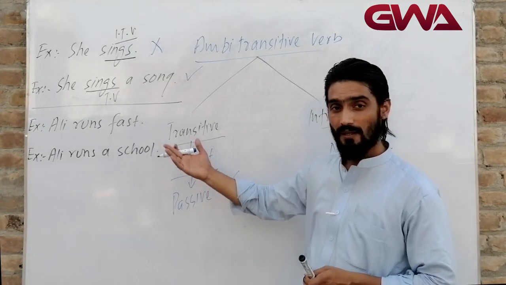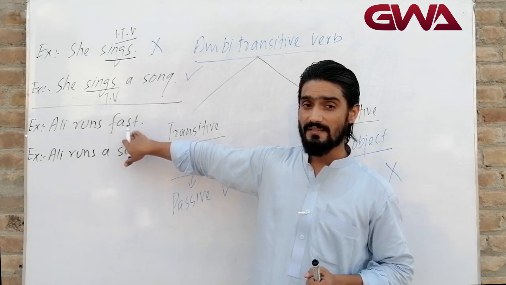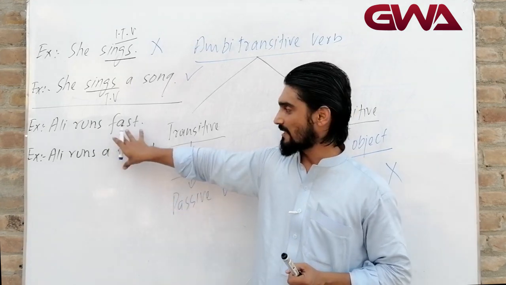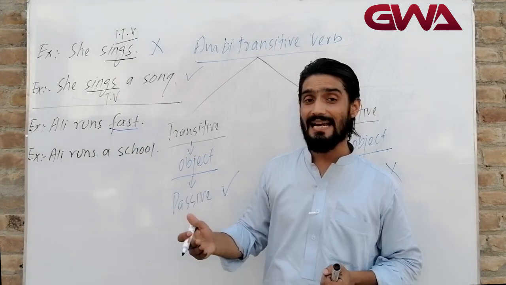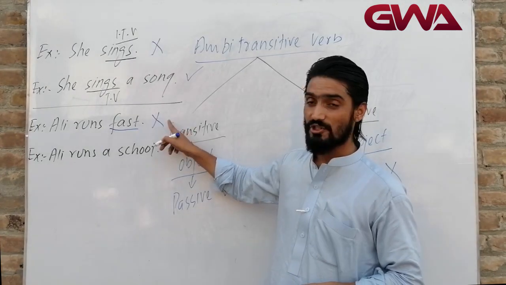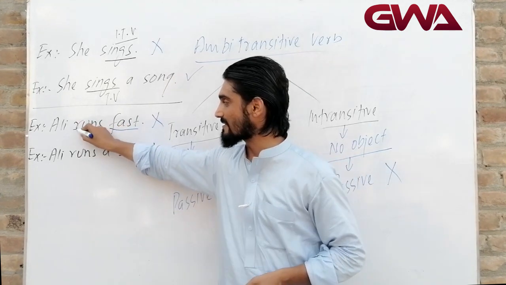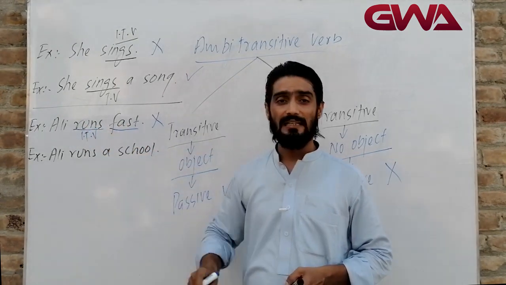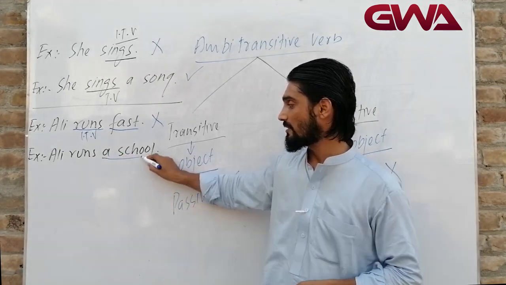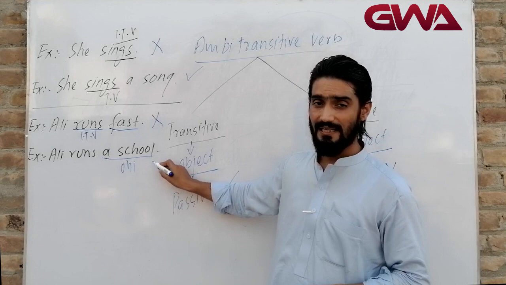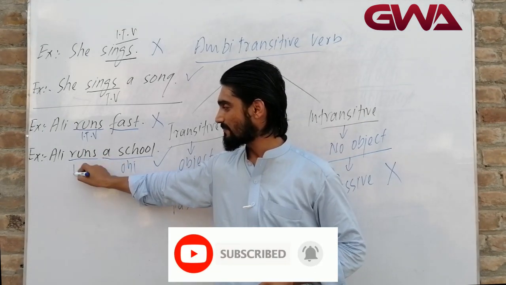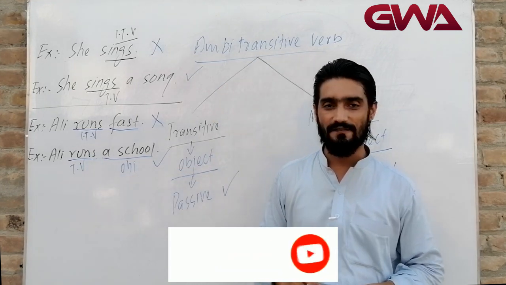Another example: Ali runs fast and Ali runs a school. In the first example, fast is an adverb. It is not an object. So, it cannot be changed into passive voice because runs here functions as an intransitive verb. While in the second example, a school is an object, and here passive voice is possible because runs functions as a transitive verb.